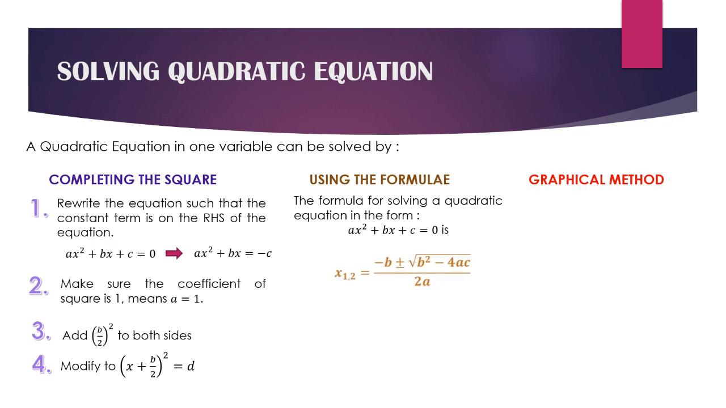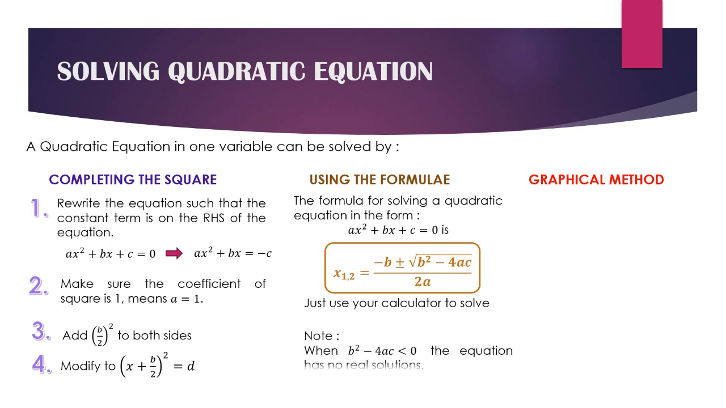Using the quadratic formula: x1,2 equals minus b plus or minus the square root of b squared minus 4ac, all over 2a. This is the common formula for solving quadratic equations. Just use your calculator. Finish! When b squared minus 4ac is less than 0, the equation has no real solution.